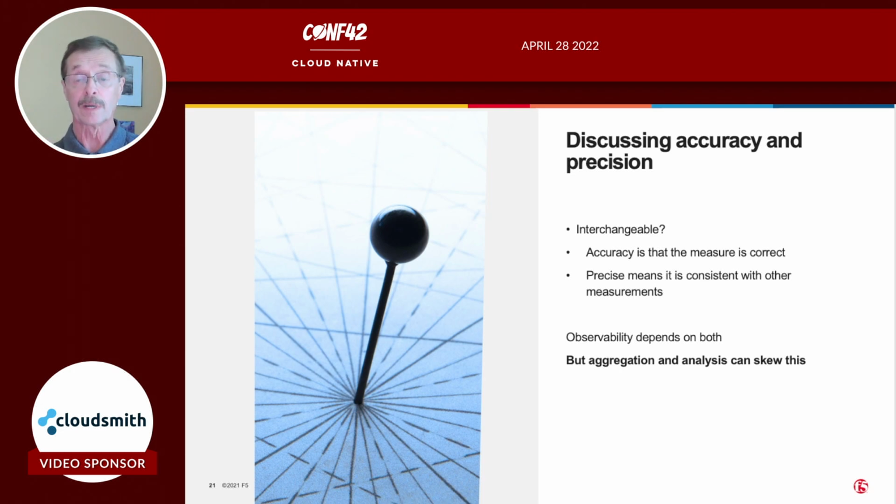I also want it to tell me, when the CPU is in the same state, give me that number again. So if it looks at this and says it's 17 now, it's 78 now, it's back to 17, I want to trust that that is actually consistent with the measurements that we're seeing here. Aggregation and analysis can actually skew our precision and accuracy categories.